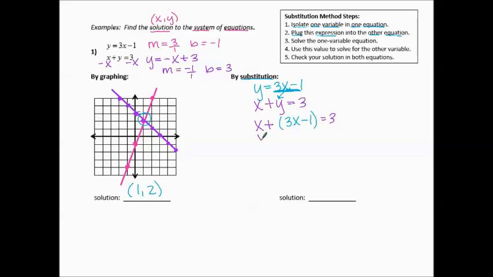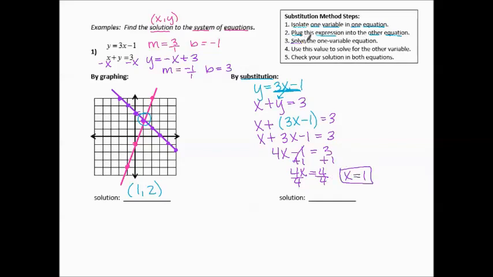Now I would distribute if I needed to, but I don't need to here. I'm going to get rid of my parentheses. Combine like terms, x plus 3x is 4x, minus 1 is equal to 3. Add 1 to both sides. 4x is equal to 4. x is equal to 1.